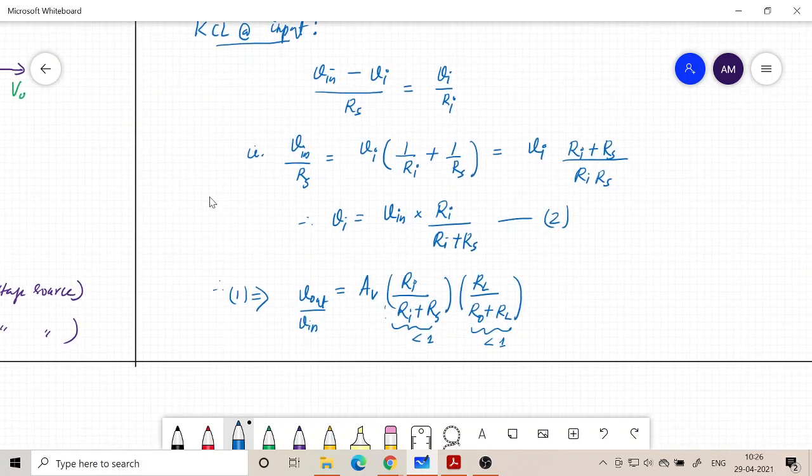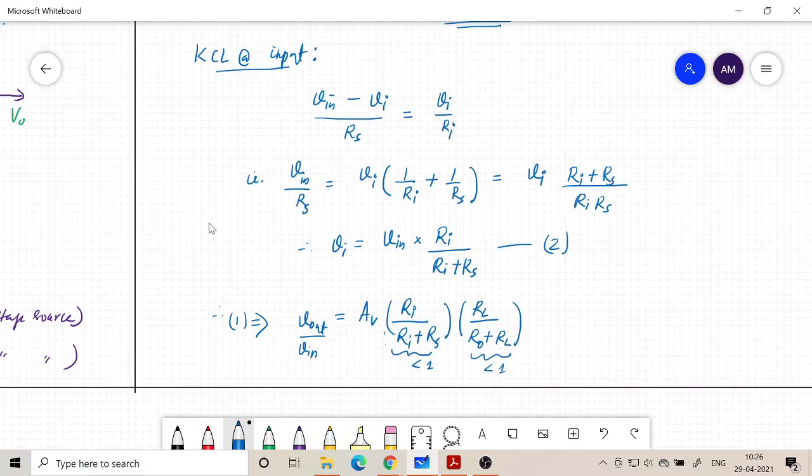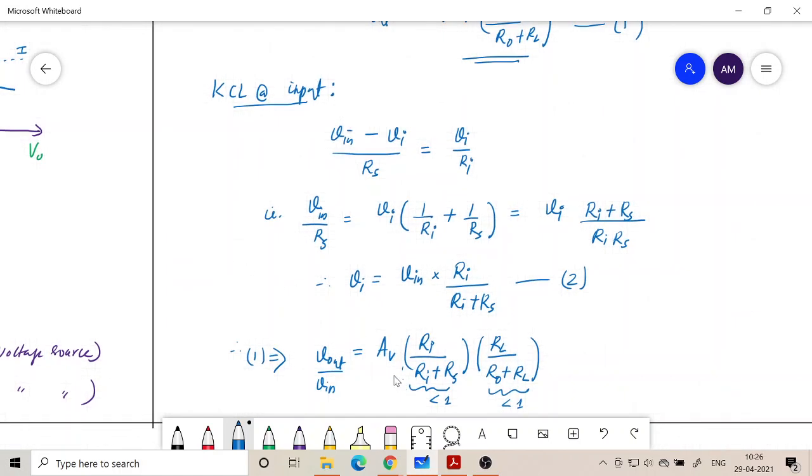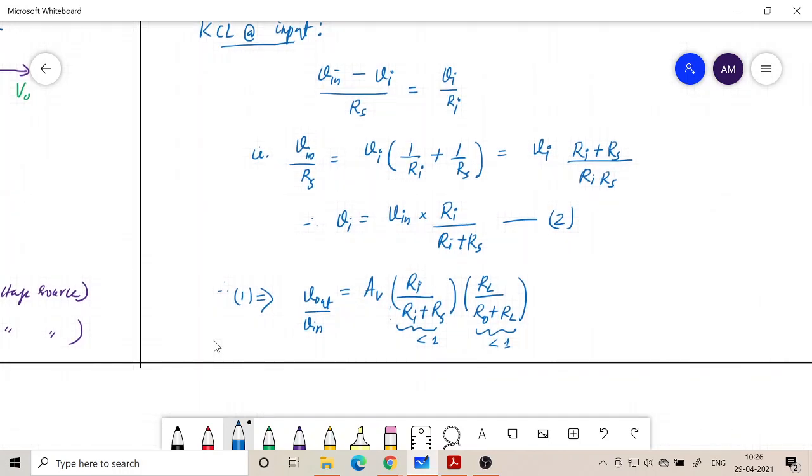Now, I have some questions. What should be the value of Ri and R0 for a good voltage amplifier? So this is able to amplify under certain condition. I told you AV should be greater, and this should be as much as possible. We have to make it closer to 1. This will anyhow be less than 1, but can we make it closer and closer to 1 by designing the model for the voltage amplifier in a better way? So that is one concern.